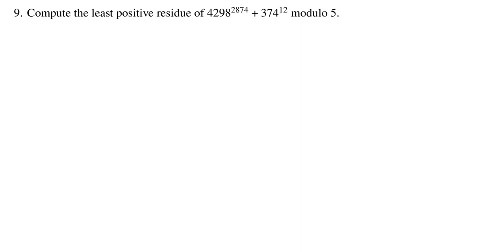Hey, we're back. This is a video solution to problem 9 from Superquiz 2. And here we're doing a little bit of modular arithmetic. My favorite. So here, hey, this is pretty nice. We're working modulo 5. And oh my goodness, 4,298 to the 2,874th power. I don't want to do that by hand. Oh, thank goodness we're working modulo 5.